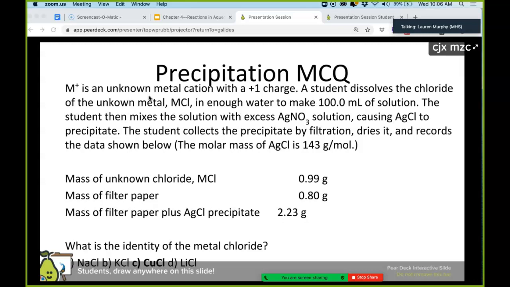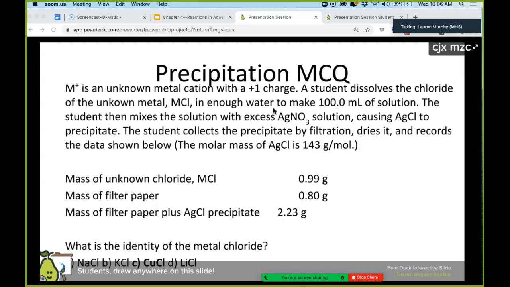Okay, so it says M plus, so they give you the charge of this metal, has a +1 charge, and a student dissolves the chloride of the unknown metal. So maybe it's sodium chloride, maybe it's potassium chloride, maybe it's copper chloride, maybe it's lithium chloride. Those are our options down here. So in enough water to make a certain volume of solution.